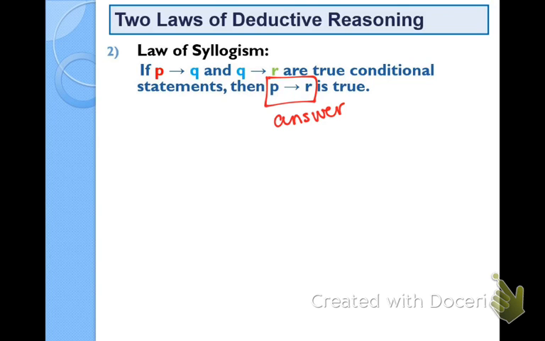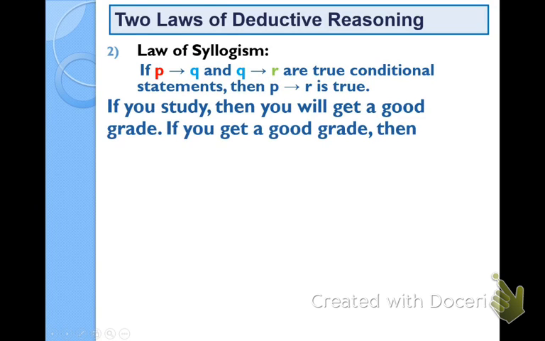So the statements that overlap have to be a hypothesis and a conclusion, not of the same sentence. You're not going to say, if you get a good grade, then you got a good grade. That doesn't make sense. But here's my example. If you study, then you will get a good grade. If you get a good grade, then you will pass the class.